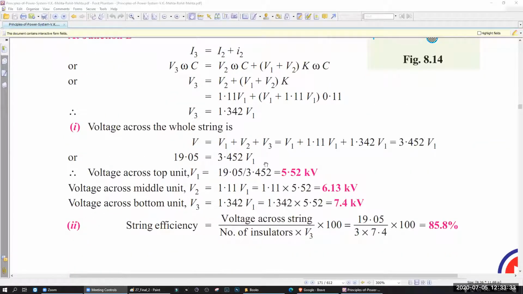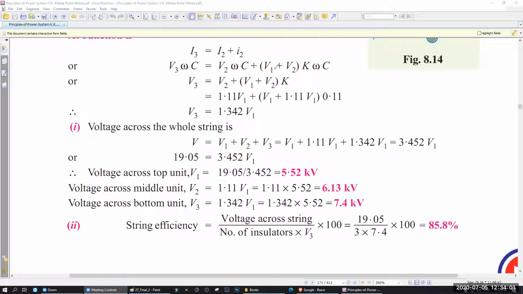Now see, your V1 value is 5.52 kilovolt. Your V2 is equal to 6.13 kilovolt. Your V3 is equal to 7.4 kilovolt, right? Now the string efficiency, the formula of string efficiency, is equal to voltage across string, that means total voltage V, over number of insulators times V3. Number of insulators means 3, obviously, that's why it is 3 times V3.